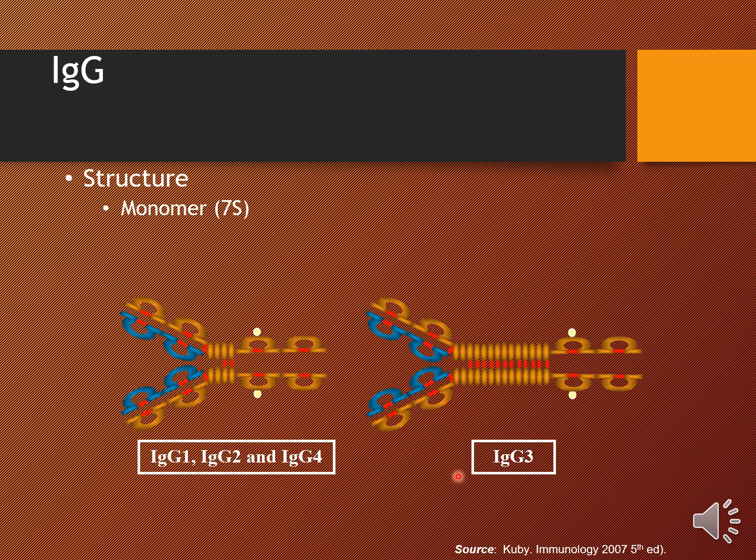So let's now go to the specific immunoglobulins. The first one is the IgG. As I told you, this is a monomer. It has a single structure. There are four subclasses, IgG1, 2, 3, and 4. But there is a difference between IgG3 and the rest of the other immunoglobulin Gs. It's just that the hinge region of the IgG3 is much longer compared to the other immunoglobulin subclasses.